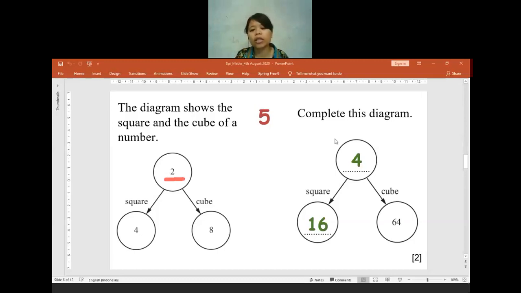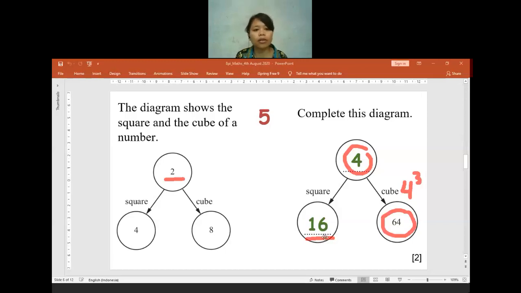Now for this question, we already have the number 64. So I have to find how many cube, or how many to the power of 3. The answer will be equals to 64. We know that 64 is equals to 4 to the power of 3. That's why in here I write the answer as 4. Now for the next circle, I have to square the number 4. So it means 4 times 4. 4 times 4, the answer will be equals to 16.